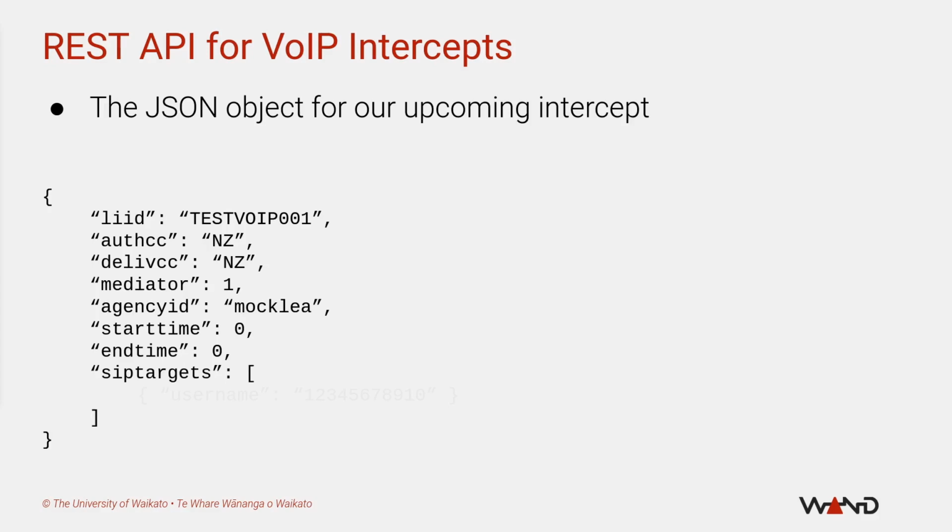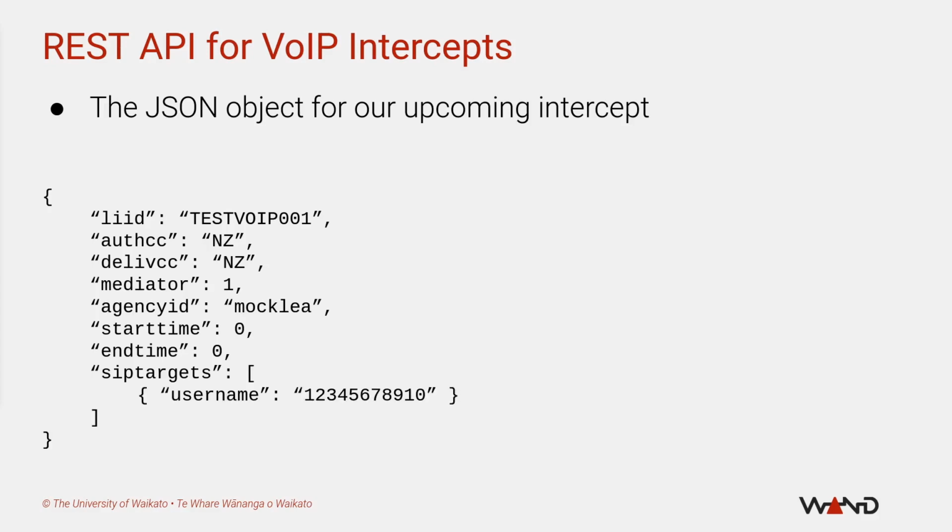The last property required for a new VoIP intercept is the identity of the target, which is defined using the SIP targets property. Because a target may have multiple identities, or an interception warrant could in theory apply to multiple targets, SIP targets must be expressed as a JSON list, even if you only have the one target identity.